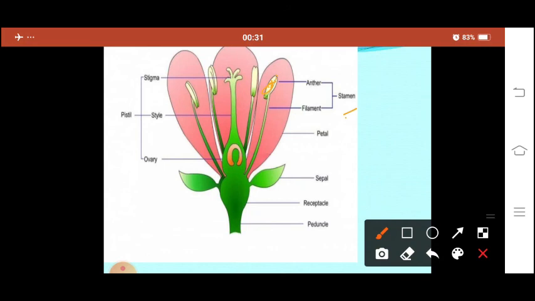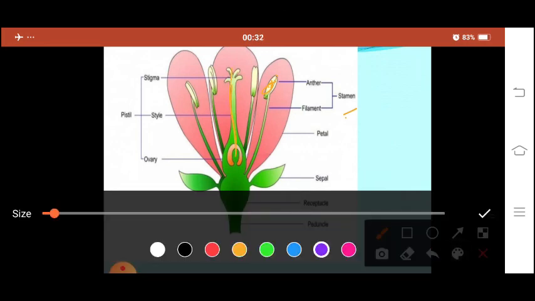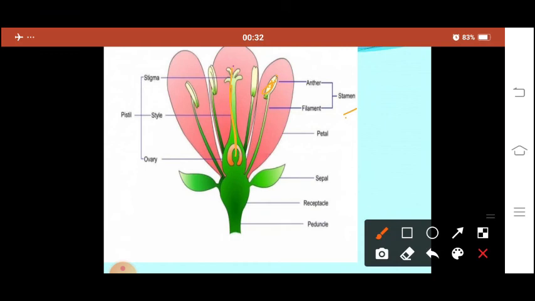And another thing, you can see this one. This part is known as the pistil. The top part is the stigma, then the style, then the ovary. These will later convert into fruits.